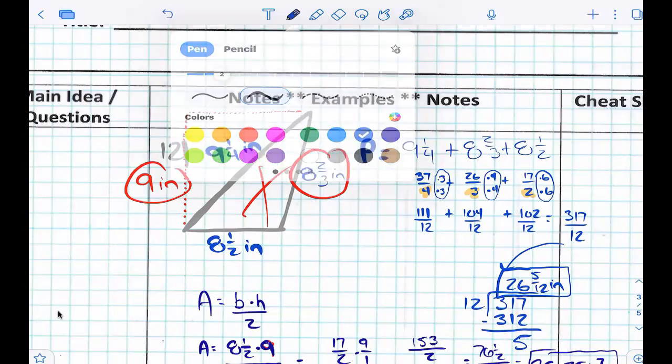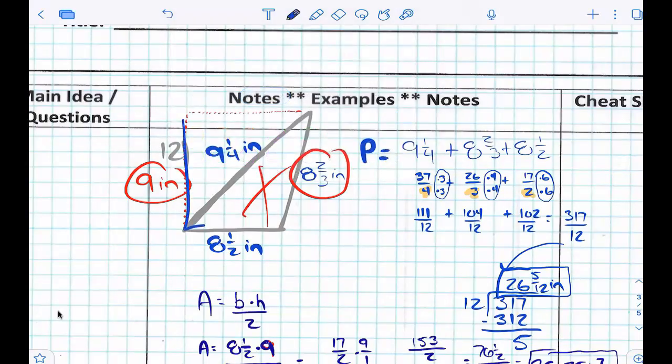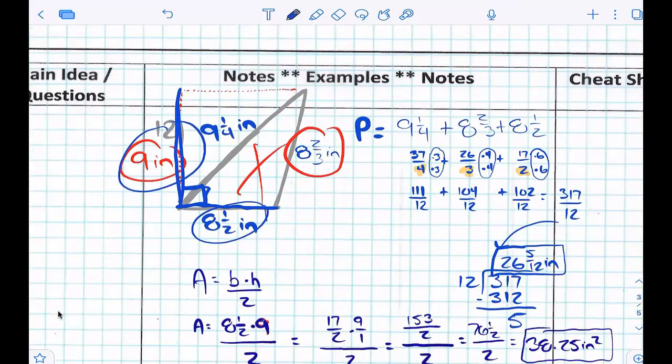Mrs. Euglin told us that the height and the base usually make what? Not usually, always make a triangle. So my base and my height are right there, right? Mrs. Euglin is brilliant, isn't she?